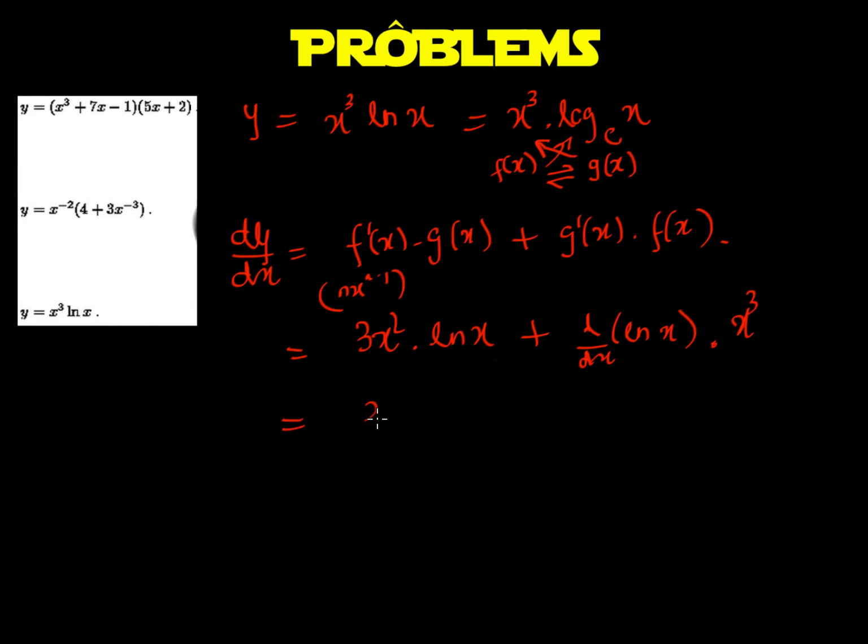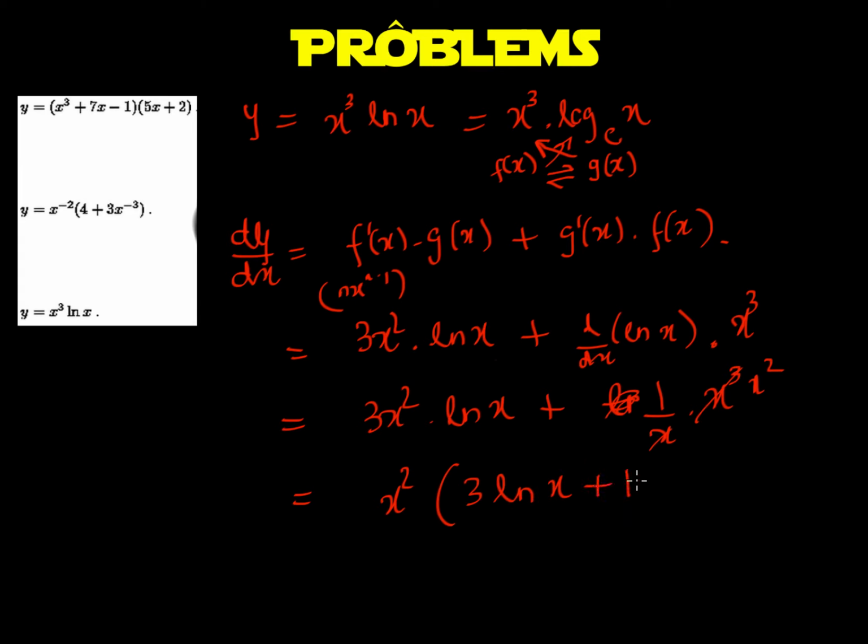So we have 3x squared ln of x plus 1 by x times x cubed. So that's x squared, and this gets cut. So we have x squared times 3 ln of x plus 1. Yeah, so sure enough, that's the right answer.